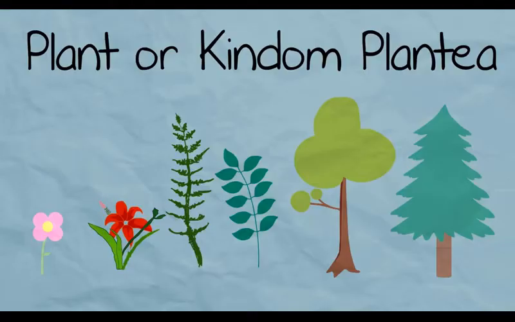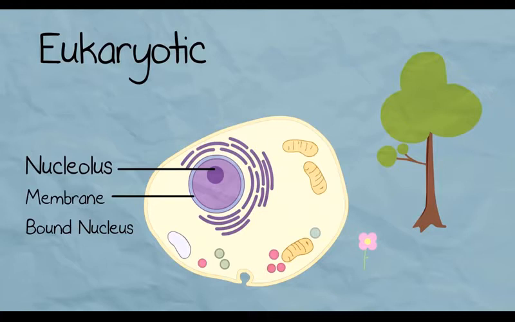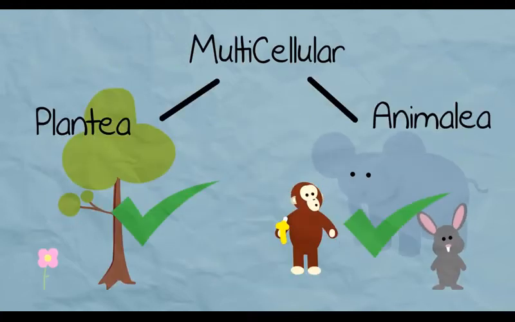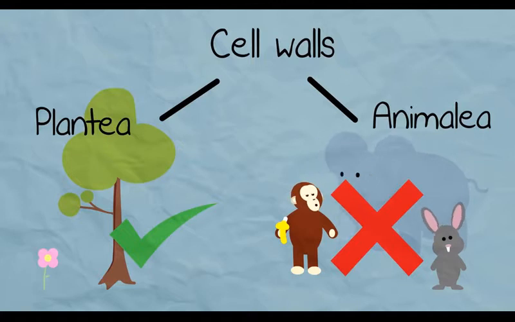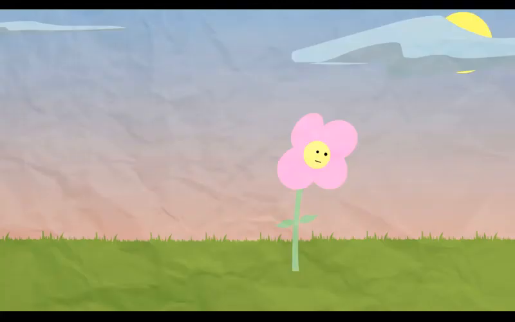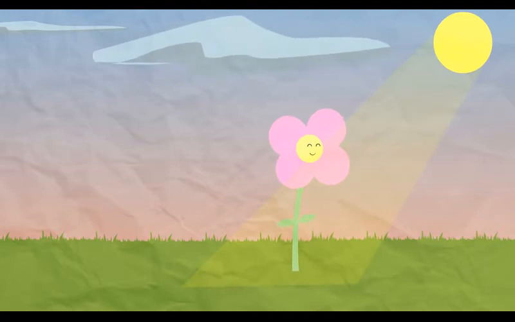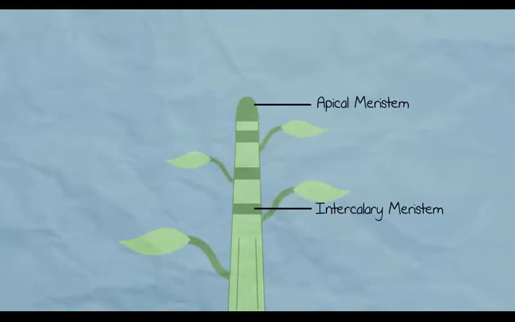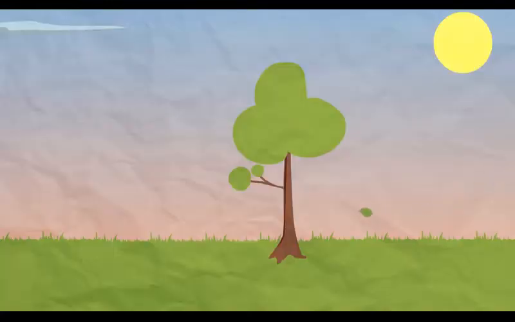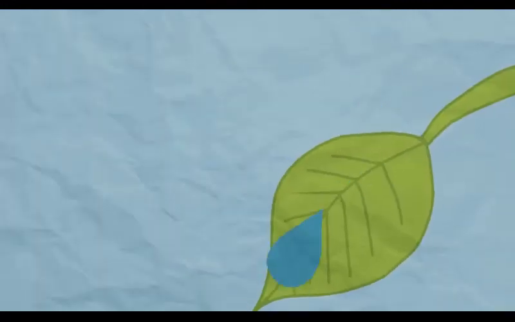Plants, of kingdom Plantae. They are eukaryotic and multicellular like animals. Unlike animals, they do have cell walls with cellulose in. They are autotrophic, which means they use photosynthesis to make their own energy from sunlight. Their growth is restricted to meristems, which are layers of dividing cells. They are non-motile, and they have a leaf gas exchange system and are waterproofed.